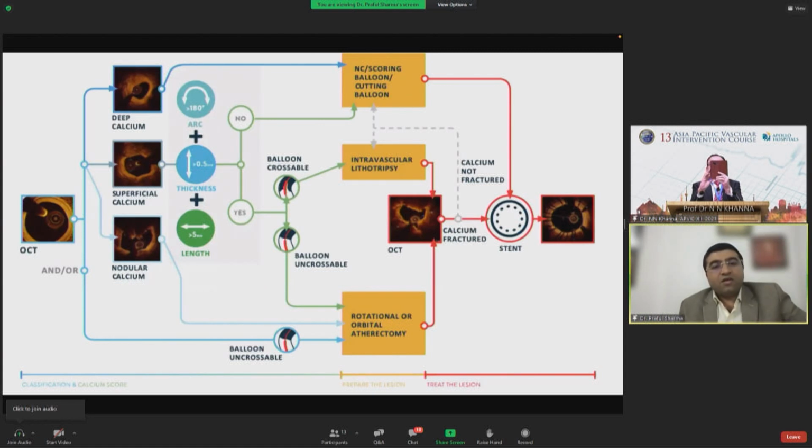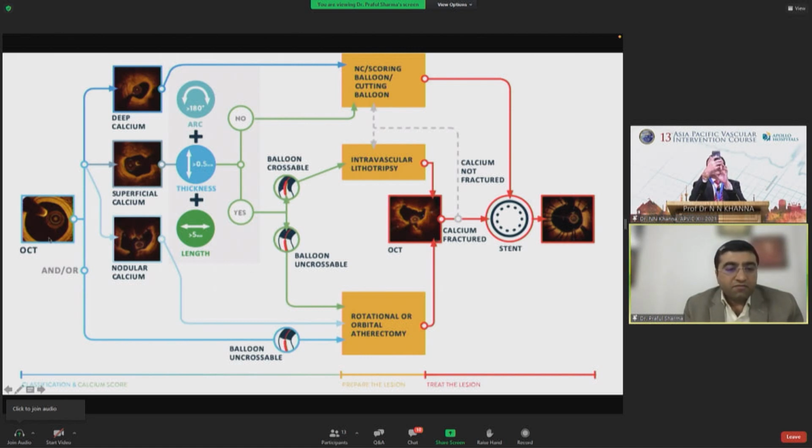Now, there are various algorithms available in the medical literature. This is the easiest algorithm which I could find. So I will just take another minute to explain this algorithm. The goal of the lesion preparation with severely calcified lesions is calcium fracture to facilitate stent expansion in the end. So there should be an algorithmic approach to treating calcified lesions. Our approach is grounded in OCT and its ability to efficiently characterize the degree of calcification and systematically inform device selection as well as assess the treatment efficacy.